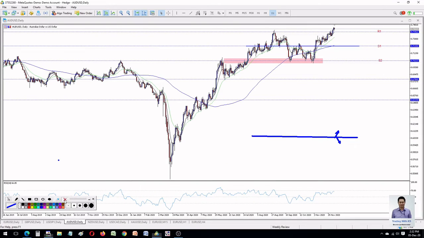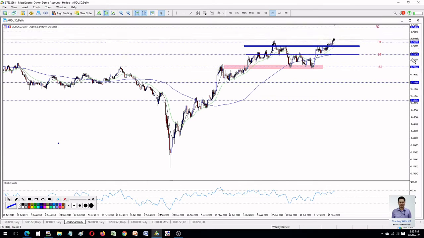AUDUSD actually slowly but steadily reached the target area. The most important support resistance area is here now. It used to be here, but now the price has broken up. As long as the price stays above this support resistance area, we keep on buying the currency.